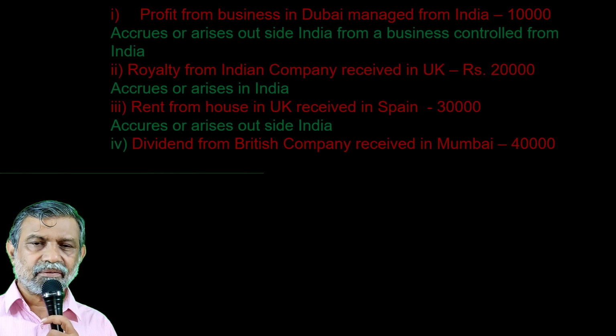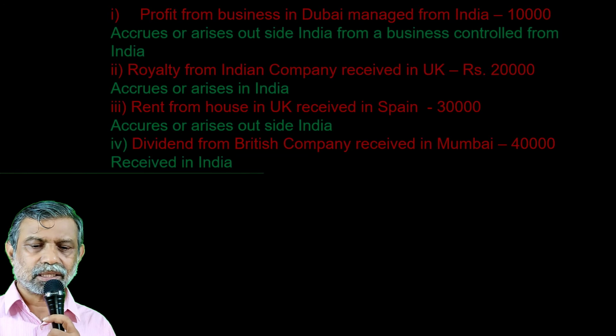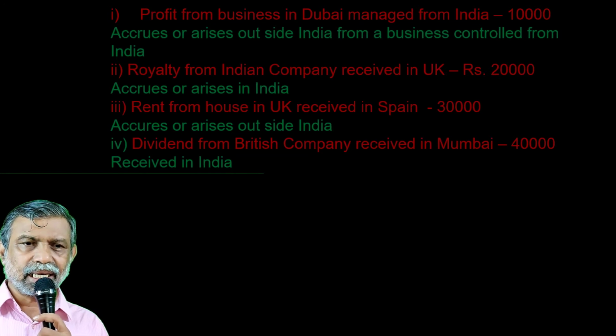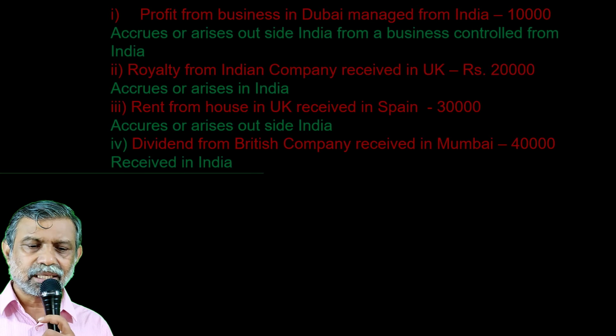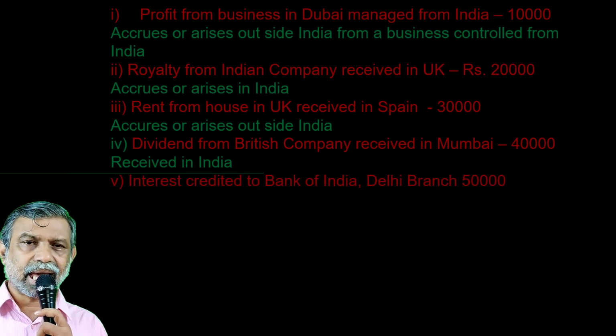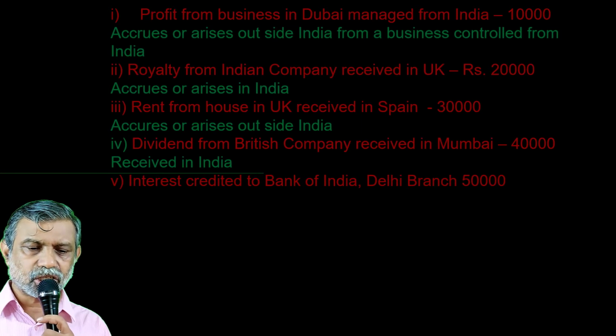Fourth one, dividend from British company received in Mumbai, 40,000. Income accrues outside India, but it is received in Mumbai, which means received in India. Income received in India, if it is a first receipt, is taxed in India. Therefore, this is received in India and taxable in the hands of all 3 assessees.